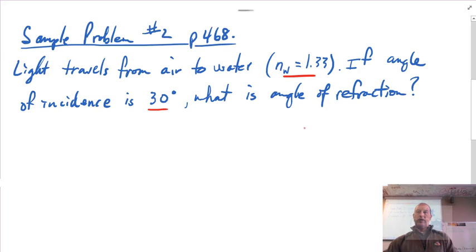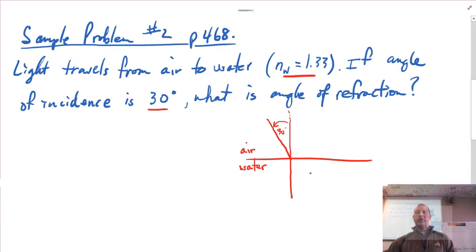Okay, so what I want to do is show you, so here, we're going to go air up here, here's water. The angle of incidence is right here at 30 degrees. So this is the normal right here, the straight up and down line. So this is 30 degrees. 30 degrees. The angle of refraction.